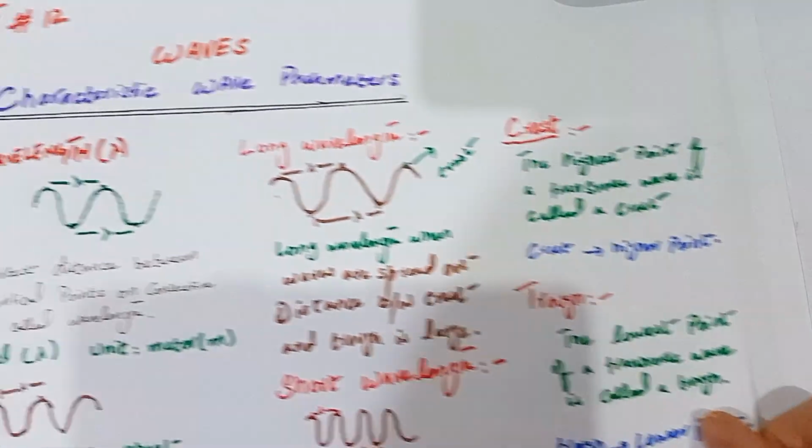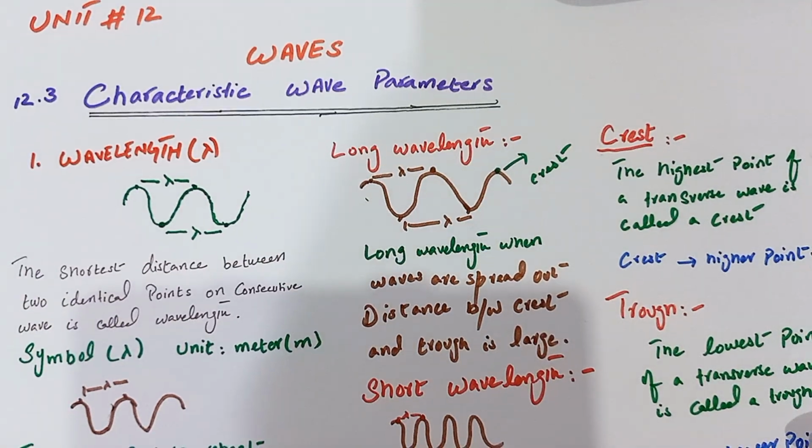That is all for today. We discussed the characteristic wave parameters. The first characteristic we discussed here is the wavelength.